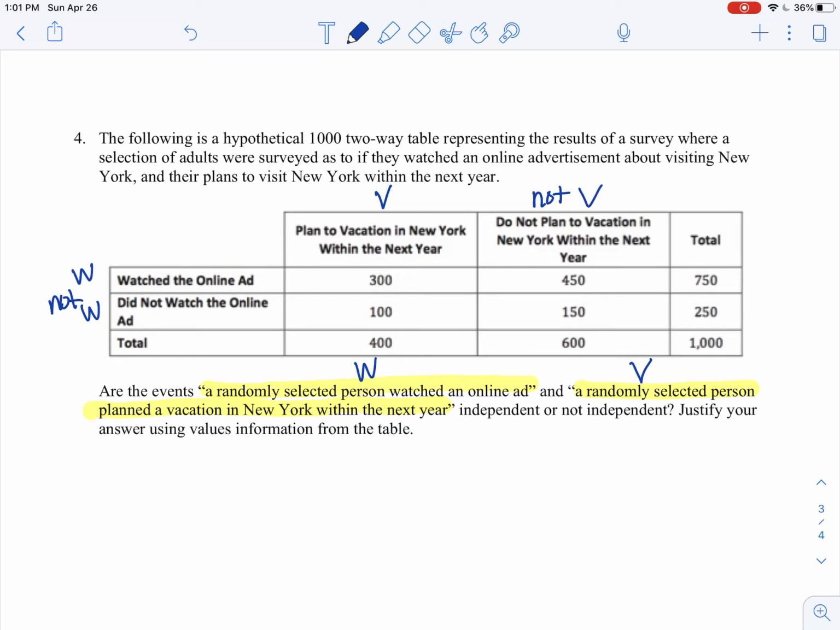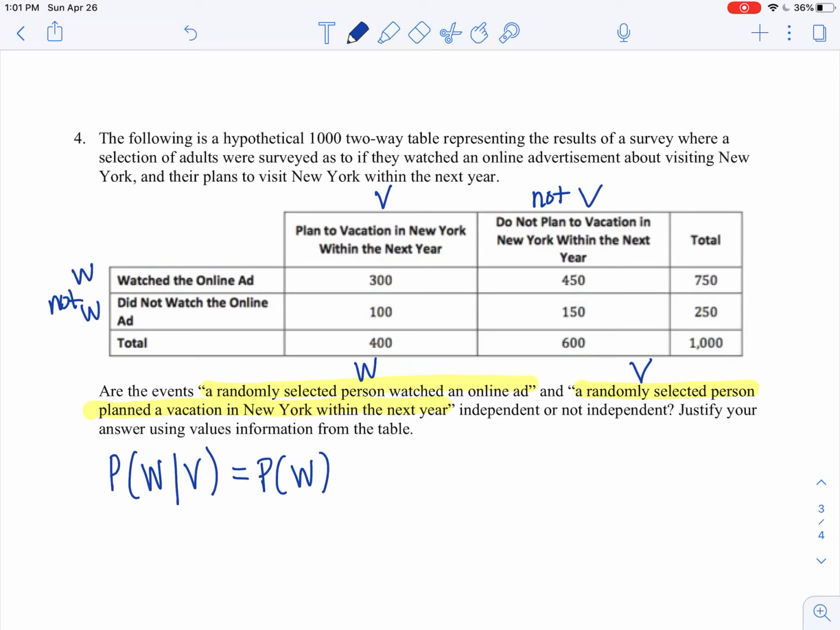So you're going to do a given probability, and you decide the order. I'll do it in the order I see it right now. So probability of W given V, and I'm going to check that against the probability of just W by itself. Again, the idea is, is the chance of picking someone who watched the online ad the same whether I pick from everyone or I pick from the people who are vacationing to New York? If they come out to be equal, then these two things would not affect each other.